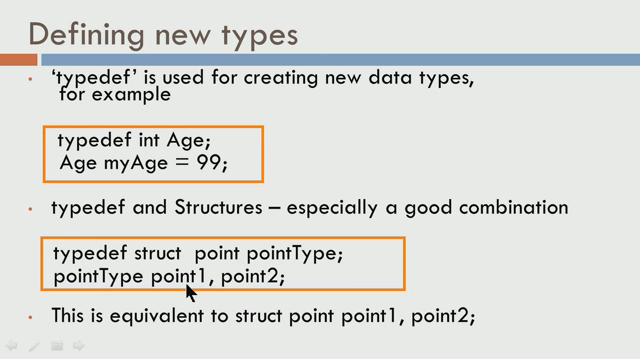So in the last line here you can see that this is very similar to what we do for basic variables. We put the variable's data type first and then a comma separated list, right. Only that the variable's data type does not have this extra thing called struct followed by the structure name, instead it has this nickname called point type. So this is actually equivalent to writing struct point point 1 and point 2, right. So it avoids typing the struct point every time.